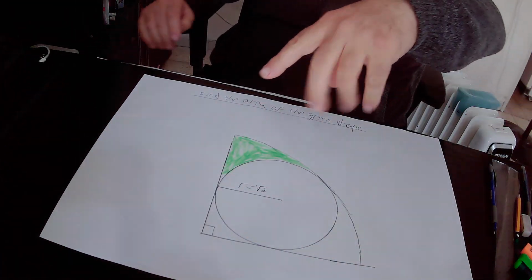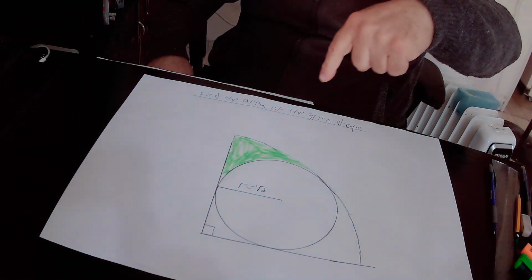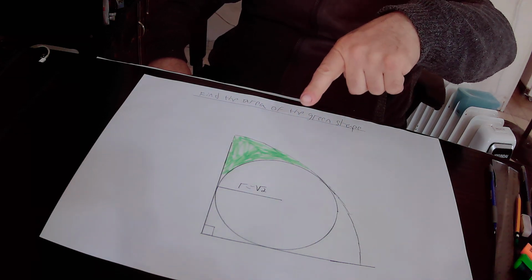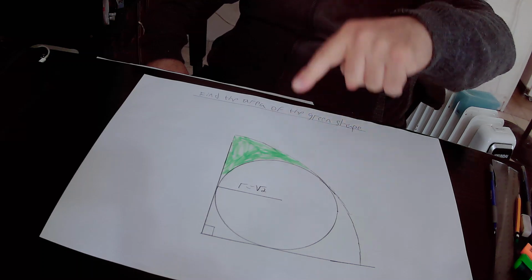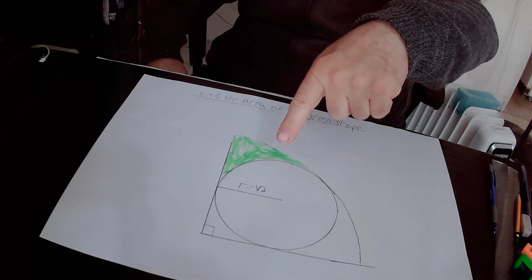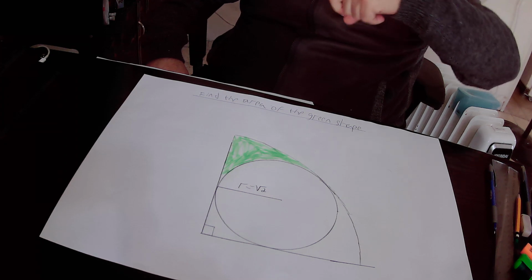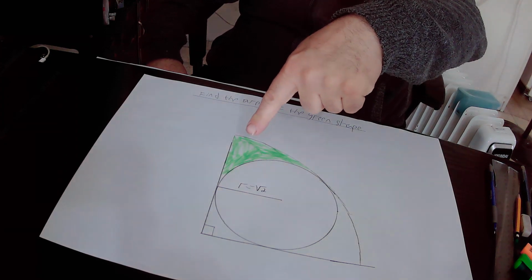Hello, in this lecture we'll find out the area of the green shape. In the drawing we have a circle inside a quarter circle. In addition, we know that the radius of this small circle is equal to the square root of 2 units, and our mission is to find out the area of this green shape.